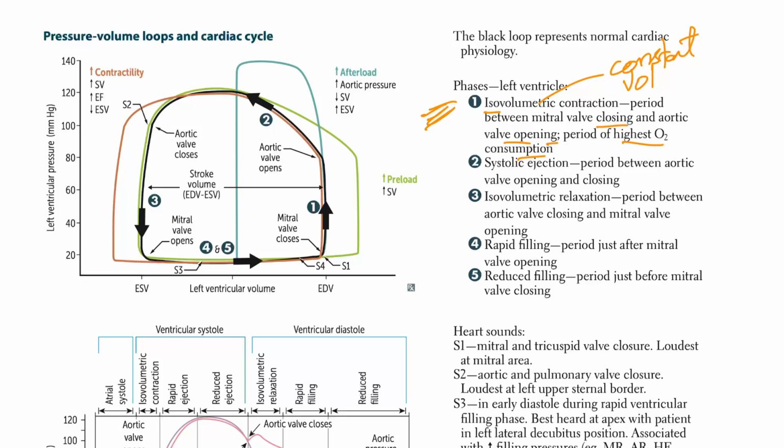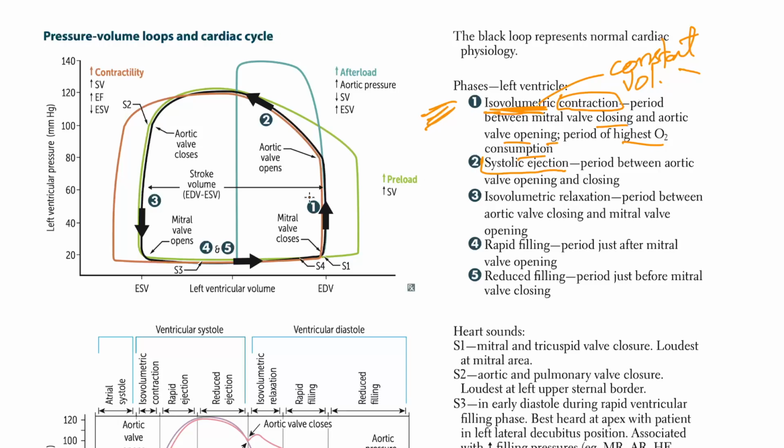Isovolumetric, constant volume. Okay, when no blood is ejected from the ventricle. So isovolumetric contraction basically means we have a volume which is the same, which is isovolumetric, meaning constant volume, and the contraction means the heart is still contracting to achieve a level in which you can have a systolic ejection, meaning you can eject that fluid out, right? So this is right here.